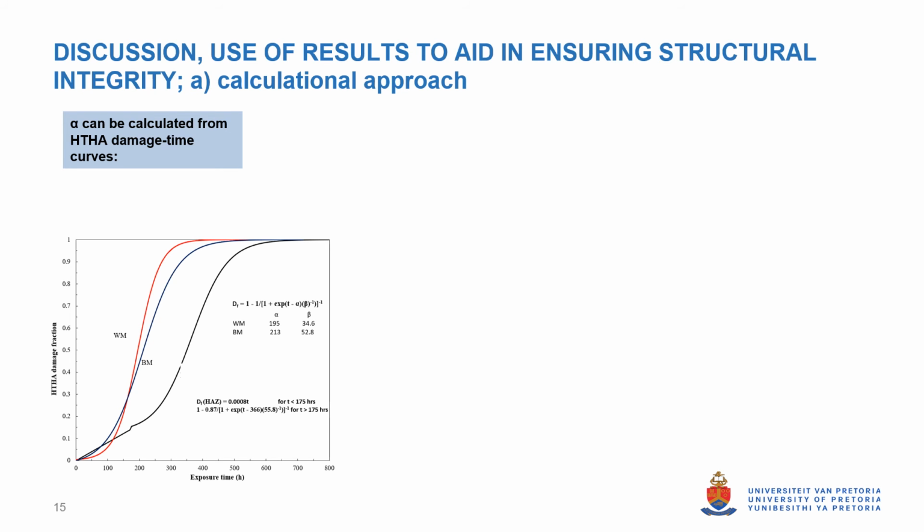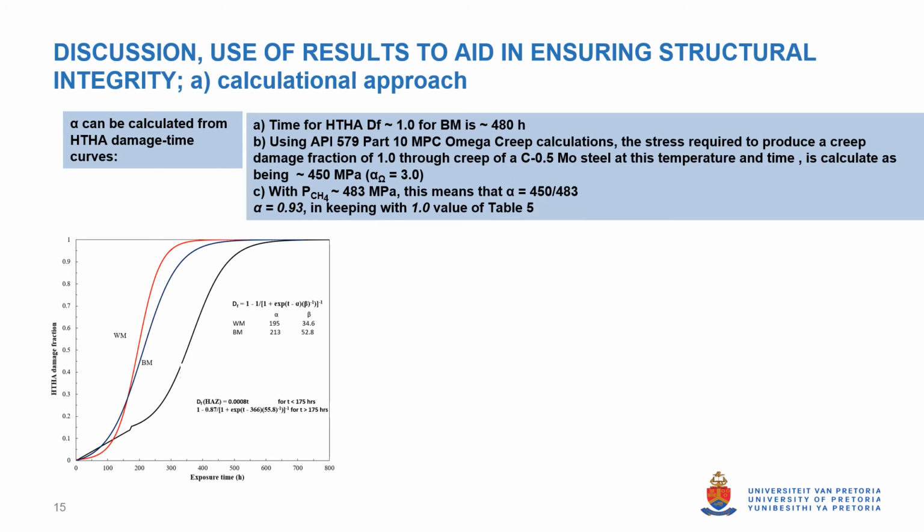Considering the damage curve for the base metal carbon half moly steel shown here, it is found that the time for reaching a damage fraction of 1 is in the order of 480 hours. One can then calculate the equivalent applied stress that will also arrive at the same damage fraction through creep using the API 579 omega methodology, and the result is in the order of 450 MPa. This stress value is high, but you do get these high stress values in HTHA studies.